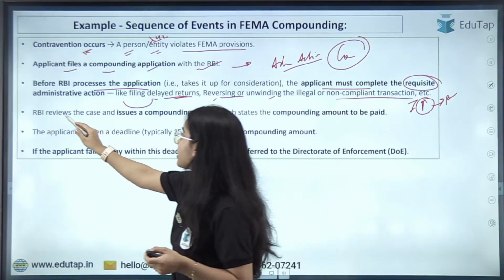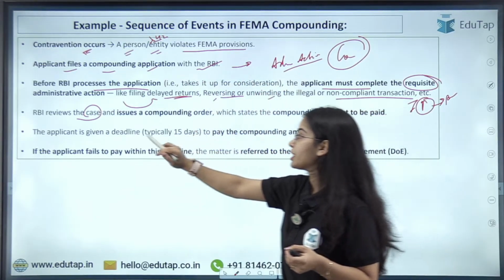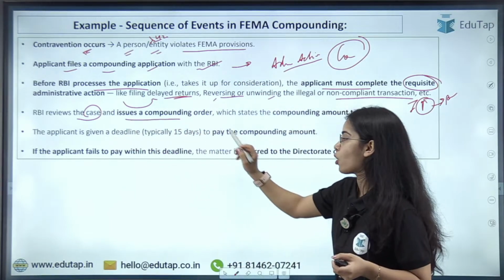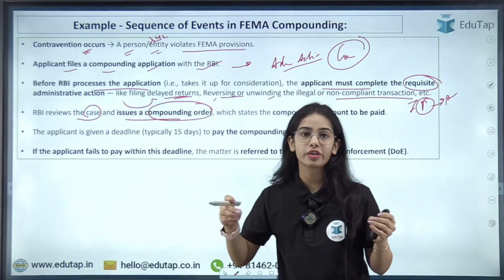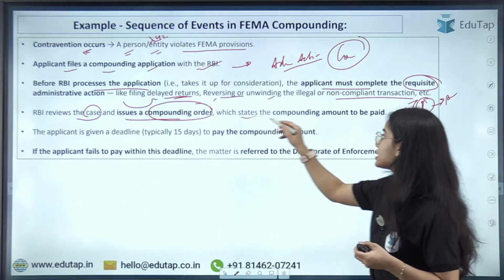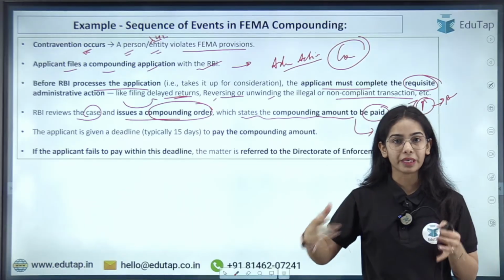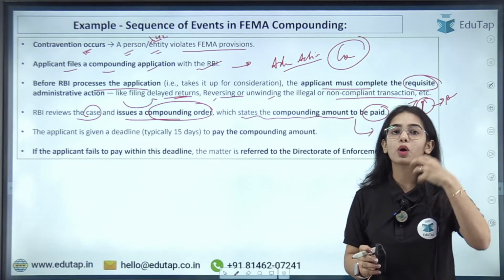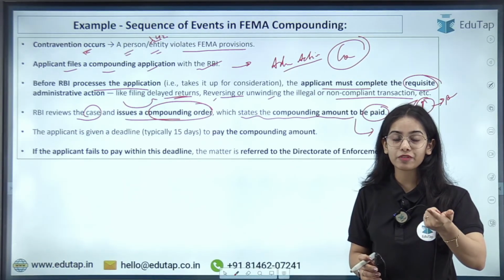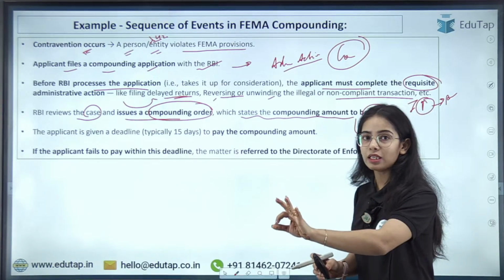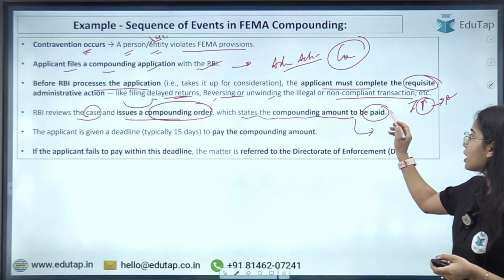Okay. RBI reviews the case. After the administrative action has been taken by the applicant, the RBI reviews the case and issues a compounding order that okay, now this breach will be resolved, now this contravention will be settled, which states the compounding amount to be paid. So now RBI is saying that we are settling this breach, that you have done the mistake, but you have resolved the mistake, you have taken the administrative action, you have done the corrective action, so now just pay this fine and we will let you go. So the compounding amount has to be paid.